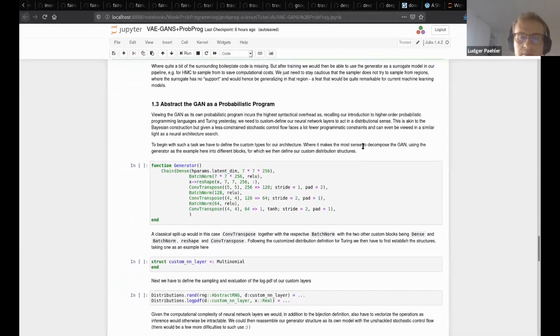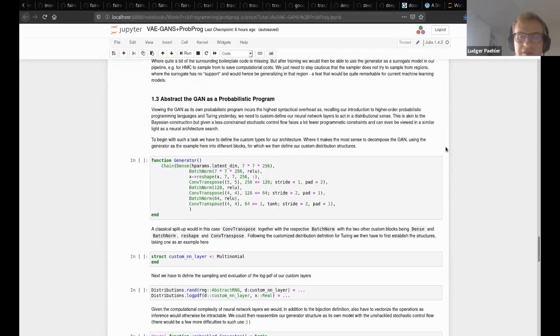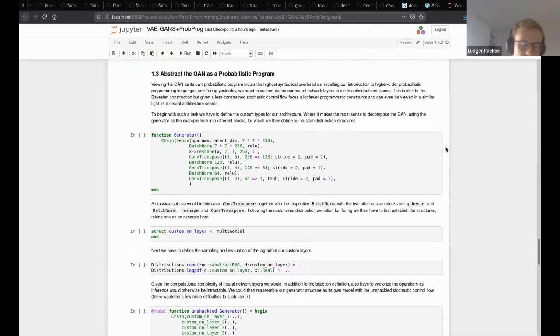An interesting third option, which is also the most involved if you would actually code it out and make it work, would be to abstract the whole GAN as a probabilistic program. It obviously incurs a bit of a syntactical overhead, and you need to be aware of the problems that might introduce, like being stuck in nested sampling routines, or having too complex a stochastic control flow. But it can free you from a lot of constraints, so it's really interesting in that regard as well.